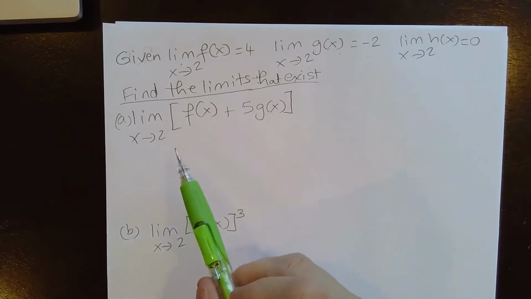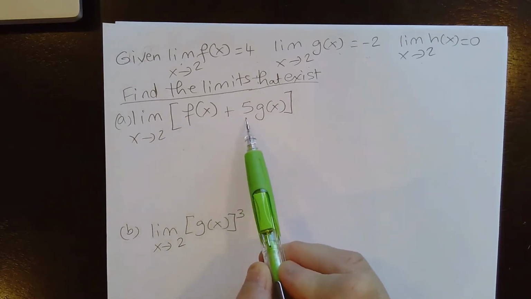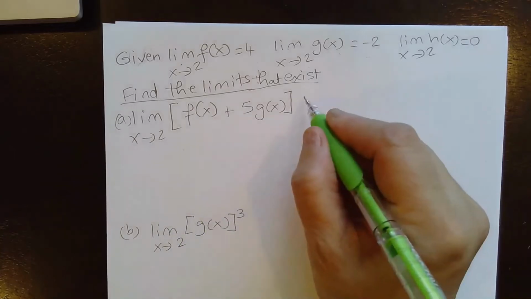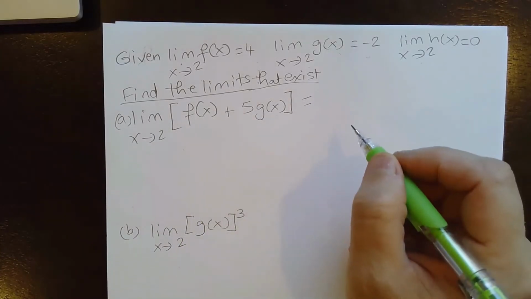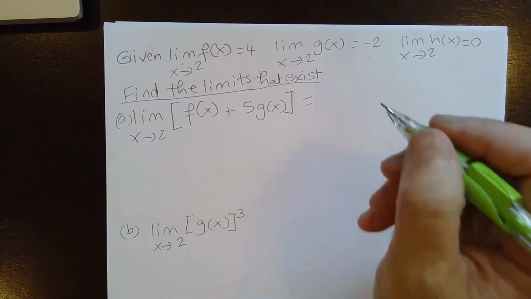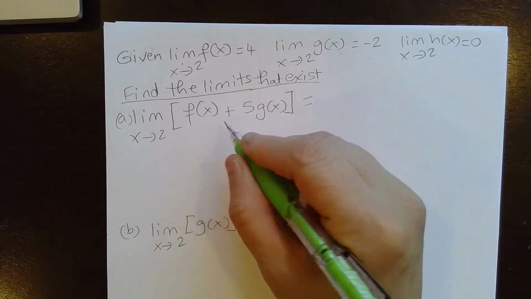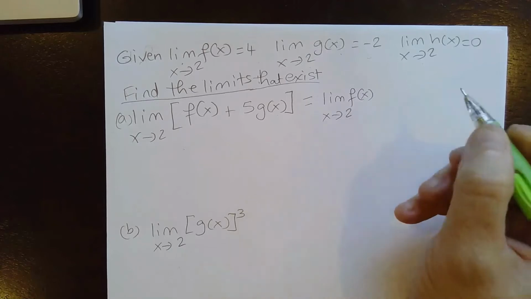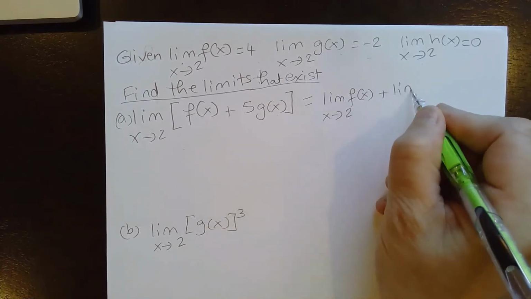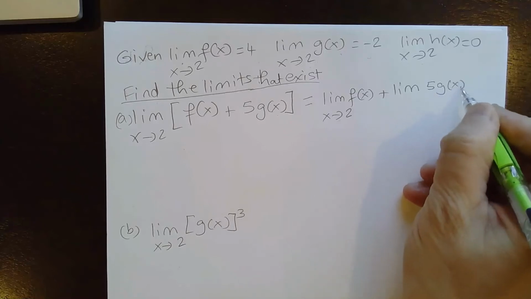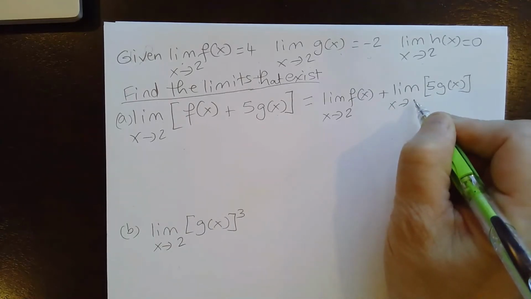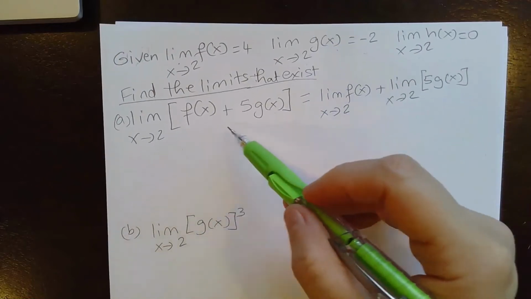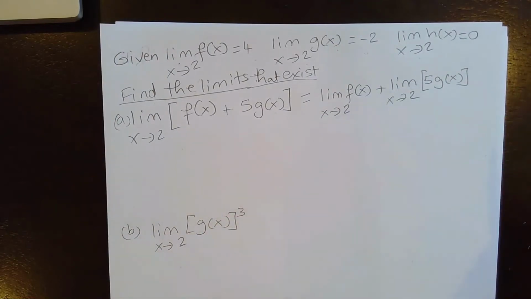Let's take a look at part A. The limit of f of x plus 5g of x as x approaches 2 equal to what? So we're going to be using here the properties of limits. We're going to use what we call the sum law. The sum law says that I can separate this. So the limit of f of x as x approaches 2 plus the limit of 5g of x as x approaches 2. So the limit of the sum is equal to the sum of the limits. This is what we call the sum law, one of the properties of limits.